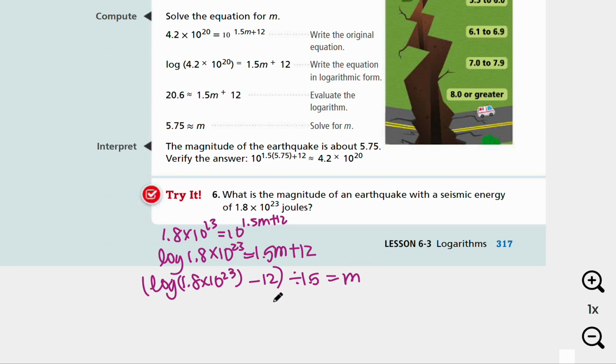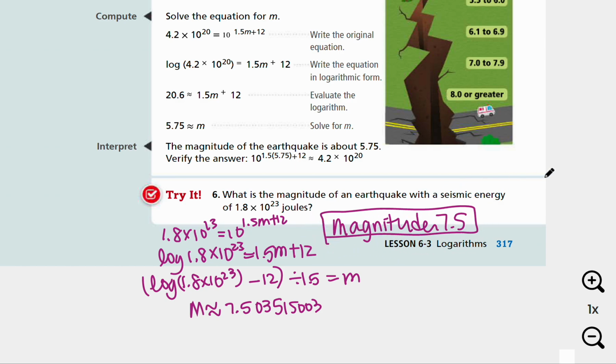Don't forget the parentheses. They're important because if you don't plug it in, calculators don't really know which order they should do first, right? So make sure you tell the calculator. And that's about 7.503515003. So the magnitude is about 7.5. Okay, so check your answers if you got it right. If you did, good job.